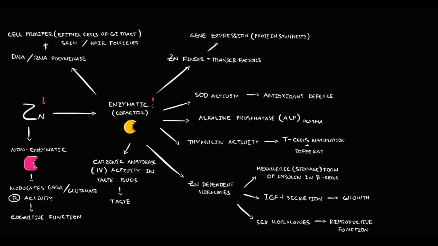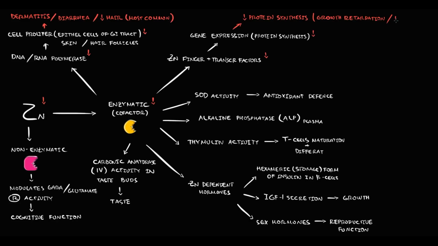With zinc deficiency, the function of RNA and DNA polymerase decreases, which leads to a decrease in cellular proliferation. This typically manifests as dermatitis, diarrhea, and hair loss. Without zinc, the function of zinc fingers and transcription factors decreases, which affects protein synthesis, and this manifests as growth retardation and delayed wound healing. Without zinc, superoxide dismutase does not work. This compromises antioxidant defense and leads to oxidative injury, which creates a pro-inflammatory state.